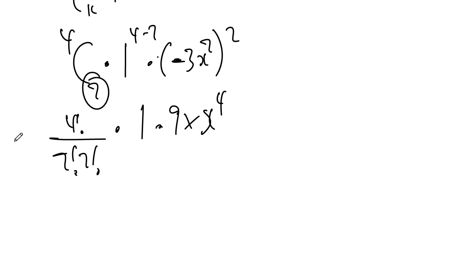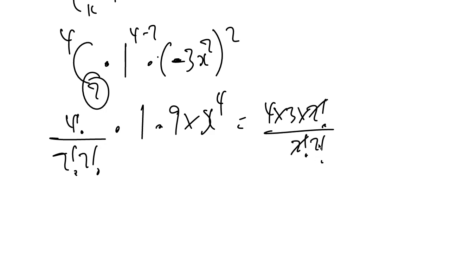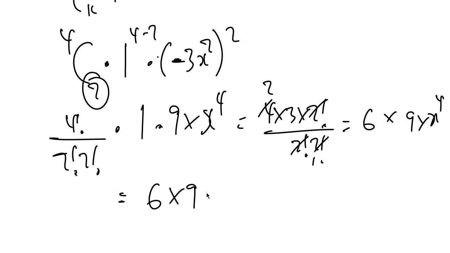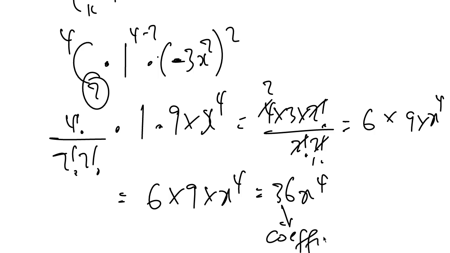So what's 4 factorial over 2 factorial 2 factorial? That will be 4 times 3 times 2 factorial over 2 factorial 2 factorial. This cancels this. 2 factorial is 2, so 2 into itself is 1. Oh, you have 6. Are you getting it? So that's 6 times 9 times x4. That's 36x4. So if they're asking us what the coefficient is, it is 36. Very, very simple. Okay, that's the answer to the question.